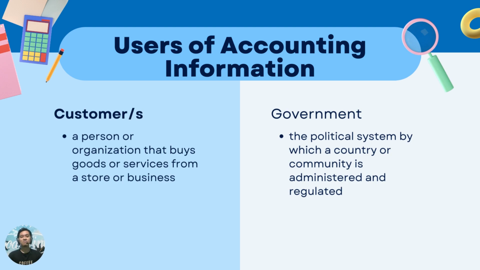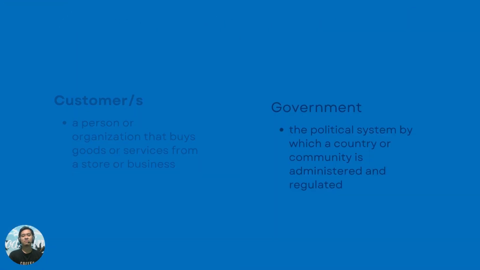Next, we have the government. The political system by which a country or a community is administered and regulated. So why does the government need accounting information? Simple, because the government needs tax. For tax collection, the government needs to know the financial status of the business, if they are actually paying taxes, if they are actually reporting their correct income. From there, the government would be able to collect taxes, which they need in order to operate.